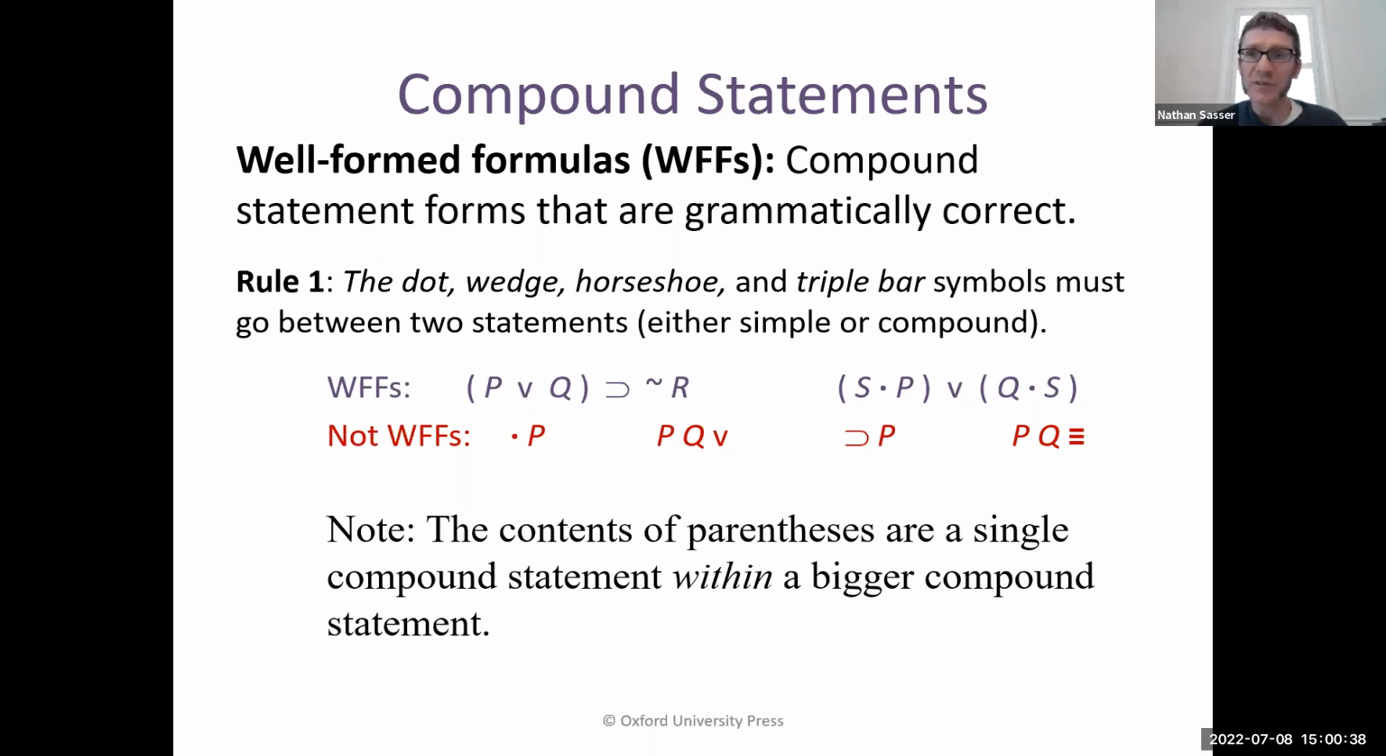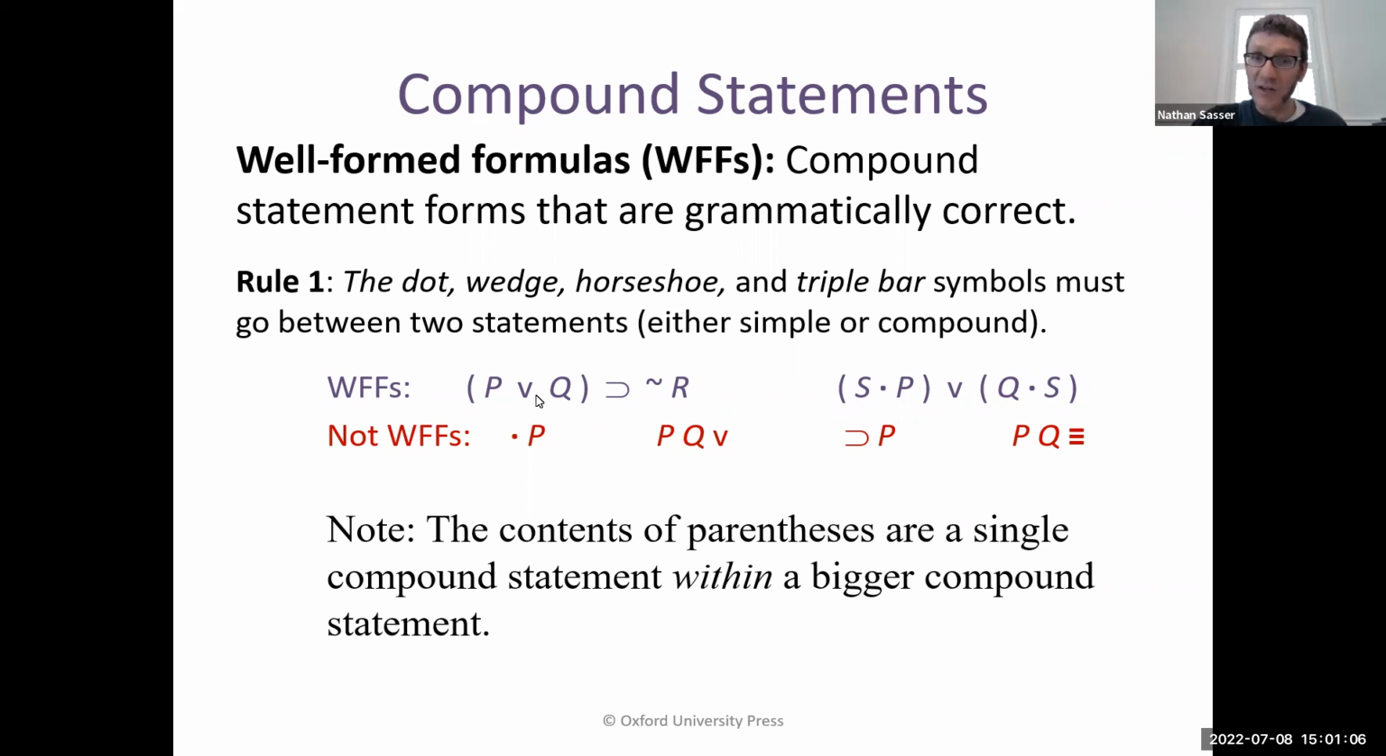So here are some examples of well-formed formulas. In this one, you've got if P or Q, then not R. Now this is a well-formed formula because the horseshoe goes between 2 statements. The statement it goes between is 2 other compound statements. First of all, you've got not R, that's a compound statement. And then you've got P or Q, that's a compound statement. So the horseshoe checks out.